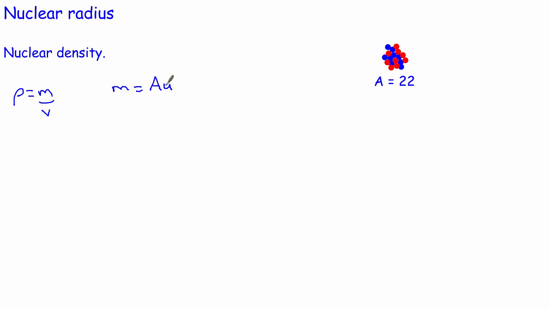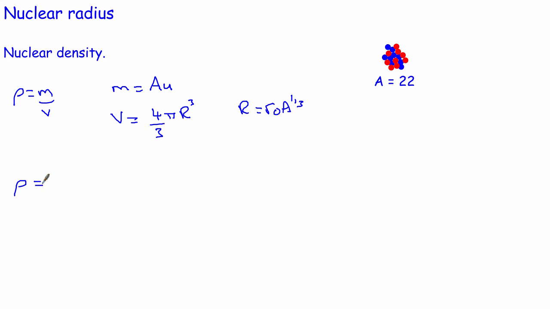Now, u is called the atomic mass number. It's got a proper correct definition, which we'll come back to in a later video. But basically, it's the mass of one proton or neutron. The volume, we're going to assume this is a sphere. So if it's a sphere, the volume of a sphere is 4/3 pi r cubed. But we also know from our previous slide that r is equal to R0 A to the third. So if we put all of these things together, we can work out what this density is.